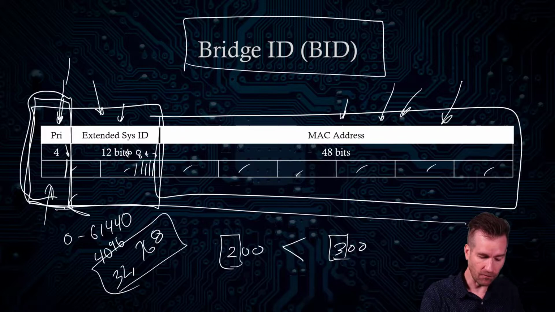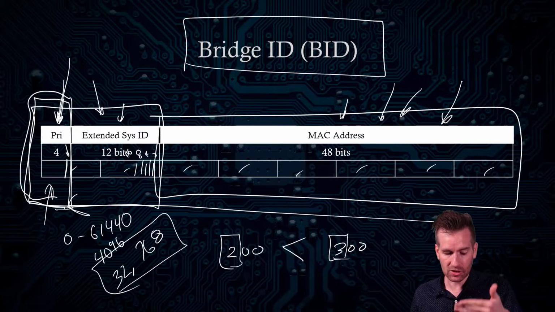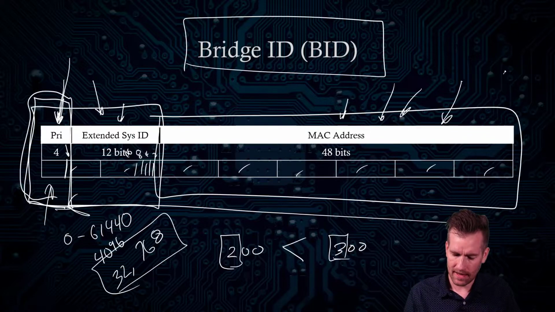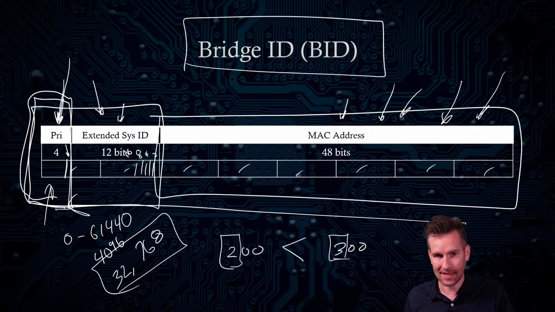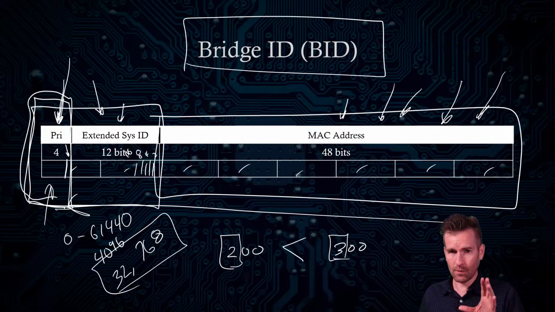It looks first at the priority and says, okay, what is the priority? We're going to base our election on the priority. But if they're all the same, then let's take a look at the MAC address instead, because that is the last part of this component of the bridge ID. All right, so that's where we get all of that.